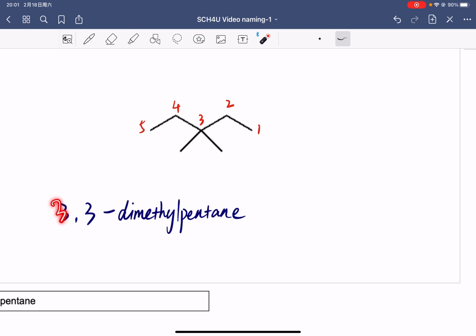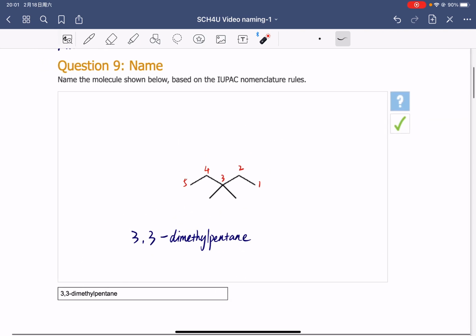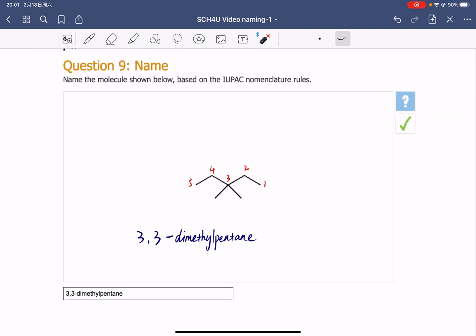So it will be 3,3, because there are 2 methyl groups on the 3rd carbon. Then a dash, and dimethyl, because it has 2 methyl groups. Pentane, because the main chain has 5 carbons, and they're all single bonds. So the full name of it will be 3,3-dimethylpentane.